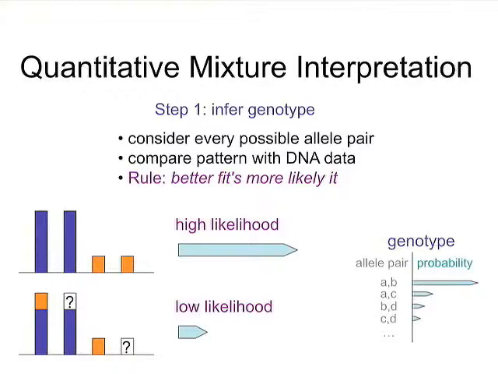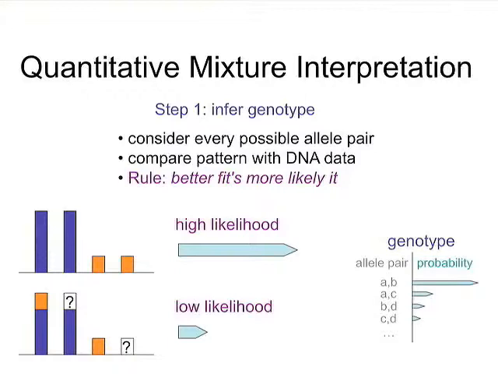So let's look at quantitative mixture interpretation. Every step is the same as for what we all do for human review, except for the rule. Step 1, infer genotype. We consider every possible allele pair. We're required to do that by statistical inference. We then compare the pattern that we form from that pair with the DNA data. So here's an example. Suppose we have a lot of blue, a first contributor, a little bit of orange, the second contributor, and what we're looking at is roughly the shape of the peak pattern. Well, we do a comparison. And the rule is, this replaces a lot of mathematics in this talk: a better fit's more likely it.